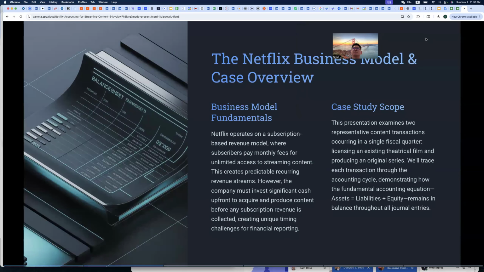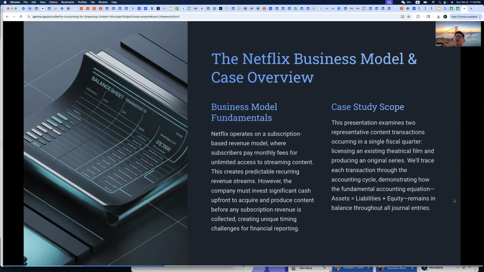The Netflix business model and case overview. The business model fundamentals: Netflix operates on a subscription-based revenue model where subscribers pay monthly fees for unlimited access to streaming content. The case study scope: this presentation examines two representative content transactions occurring in a single fiscal quarter.